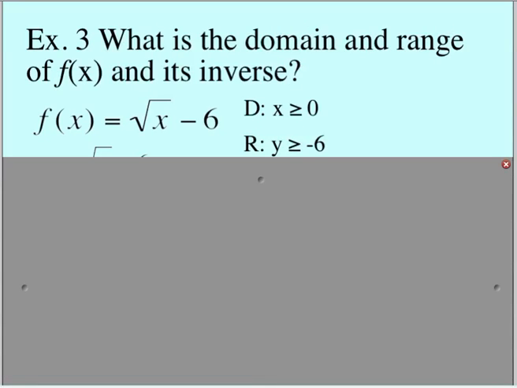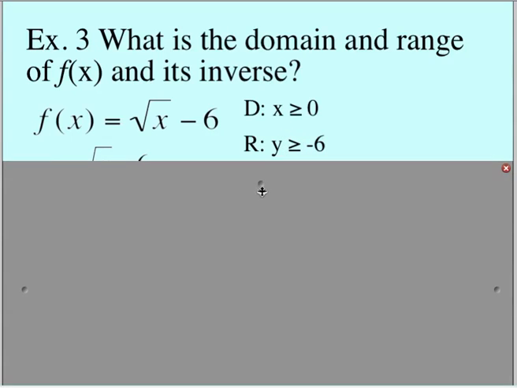It's not on your notes, but you can find some space maybe to the right of where you wrote the 4 steps. It says, what is the domain and range of f of x and its inverse? I just wanted to show you another example. So now f of x is the square root of x minus 6. So this is 1/2 of a sleeping parabola, because this is only the positive square root of x. My domain is that x has to be greater than or equal to 0, and my range is that y is greater than or equal to negative 6.